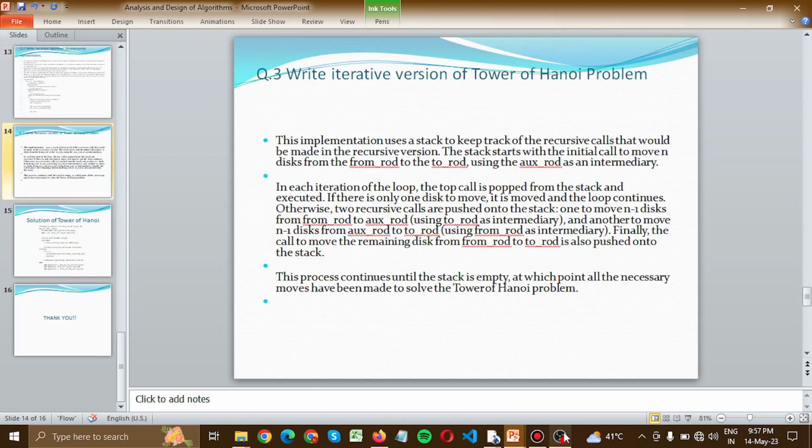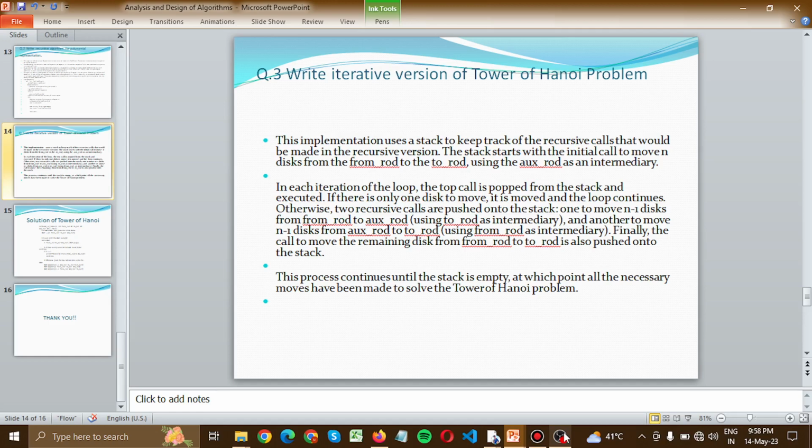Now third question. Write an iterative version of the Tower of Hanoi problem. This implementation uses a stack to keep track of the recursive calls that would be made in the recursive version. The stack starts with the initial call to move n disks from the from rod to the to rod using the aux rod as an intermediary.